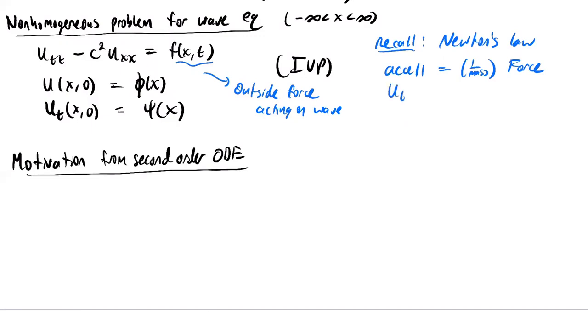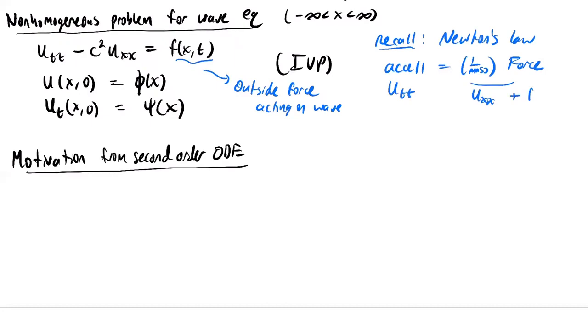Well, the acceleration is the second derivative with respect to t. And then we calculated in, I think, the third lecture, that the force is proportional to the second derivative with respect to x of this displacement function for the wave. But maybe there's some other force. Maybe there's some outside force that's acting also, like maybe the wave is not the only thing acting on itself. There's some other outside force which is affecting it. And so that's where this function f would come from.